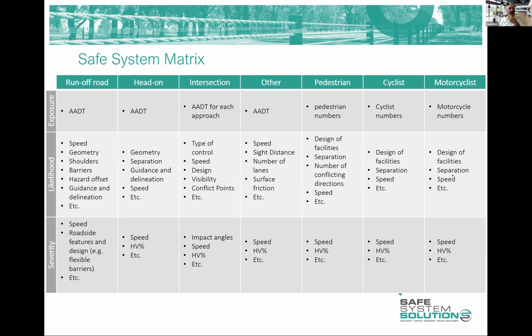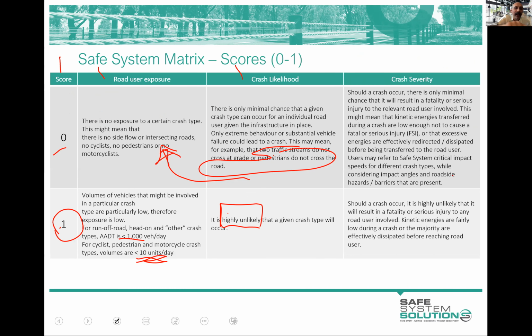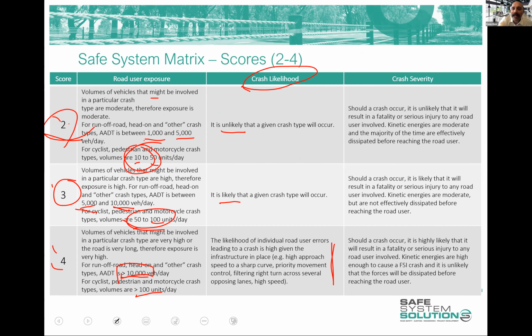So you're gathering intel. And your scoring reference sheets here are saying, maybe for a 2, should a crash occur, it is unlikely that it will result in fatality or serious injury to any road users involved. Kinetic energies are moderate, and the majority of the time are effectively dissipated before reaching the road user. That last little bit basically means, like a barrier. It'll dissipate the energy before it actually hits the road user, or it's got cushioning or some sort of buffer, or the vehicle has slowed those kinetic energies down. So unlikely that it'll result in death or serious injury. Likely, highly likely. I think you're getting the picture here.